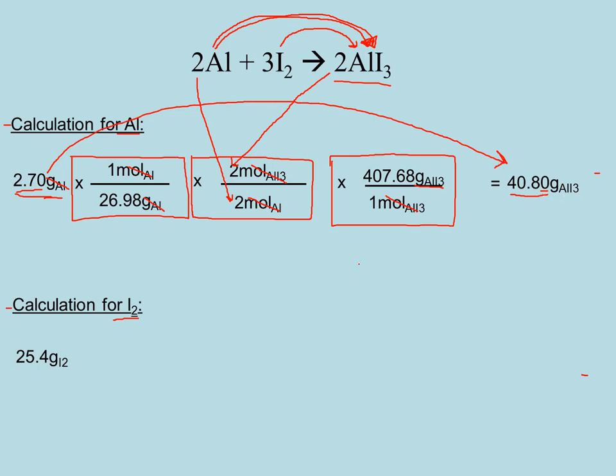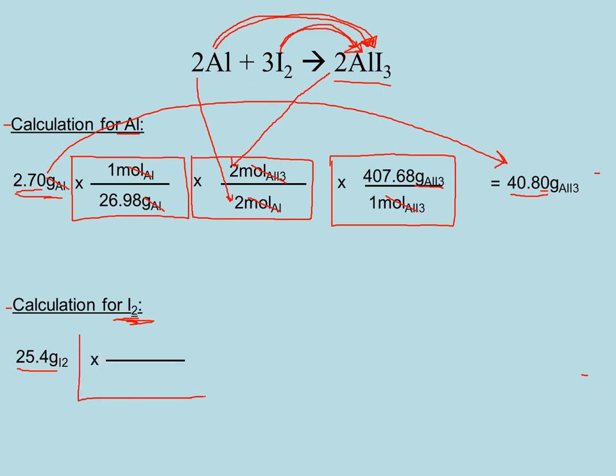of aluminum iodide. However, I might not be able to make that much product. I've got to see how much product I can make from the iodine itself. So again, pause the video, do the same calculation for iodine. Take the mass of iodine and convert to mass of aluminum iodide and find out how much you get.